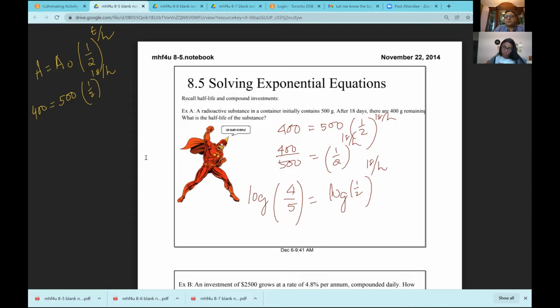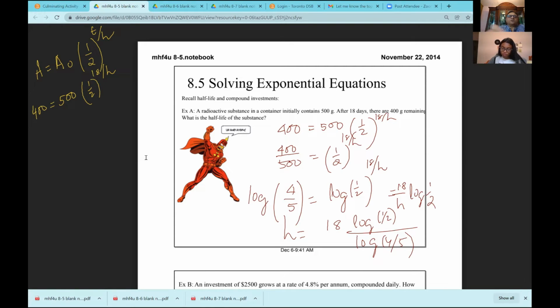So applying the rules, the right hand side will be what? 18 over h, log of half, correct? And now we can isolate half-life, cross multiply. So h goes on this side. So we get h equals 18 log of half divided by log of 4 over 5. You can use a calculator and calculate this value to get the half-life. Clear?